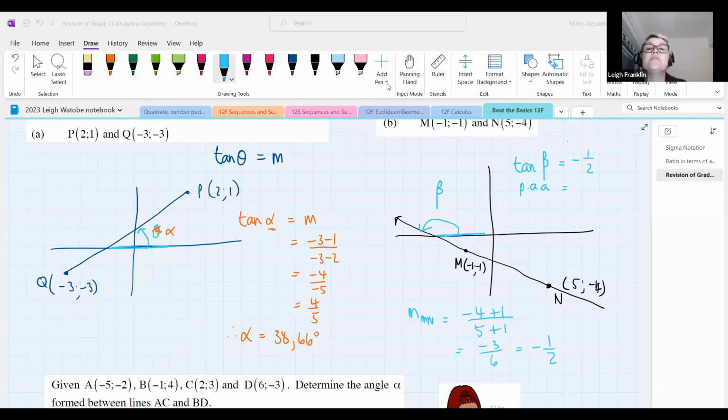That's it. So 26,56. So that's your reference angle or your PAA. So beta, your obtuse angle, is going to be equal to 180 minus 26,56. Okay, you cannot say that the PAA or the reference angle is beta. If you do that, you are going to be penalized. Okay, so 180 minus 26,56 gives you an angle of what?